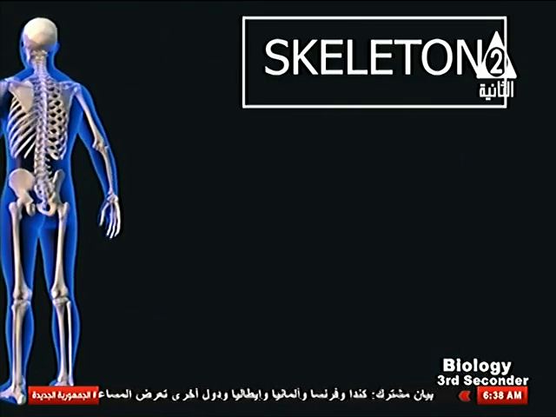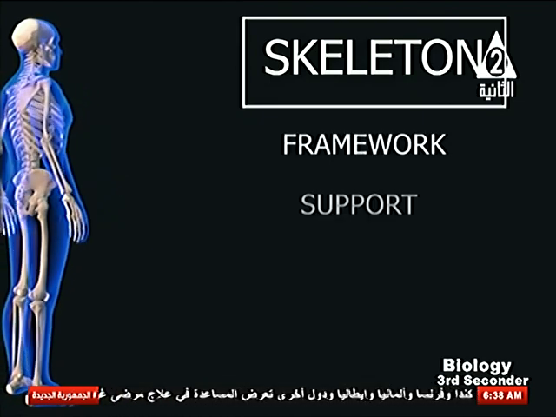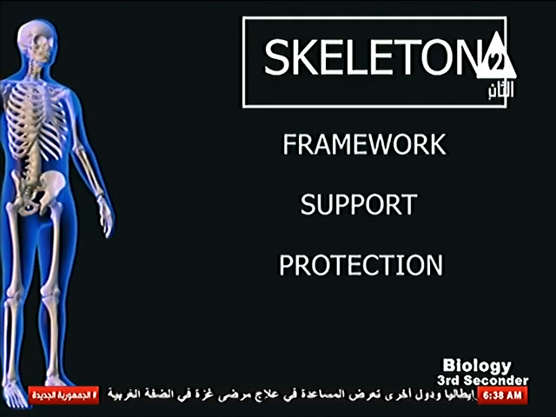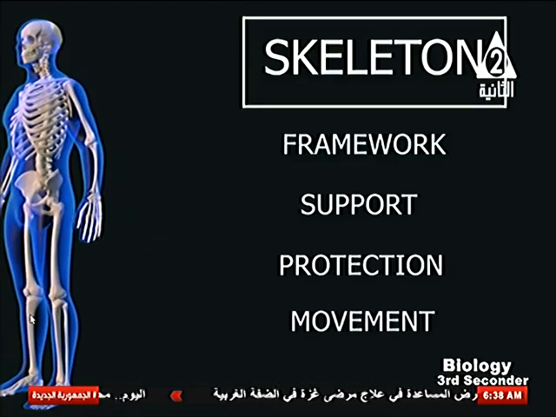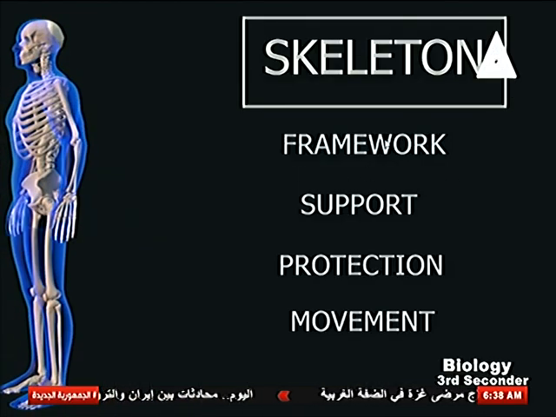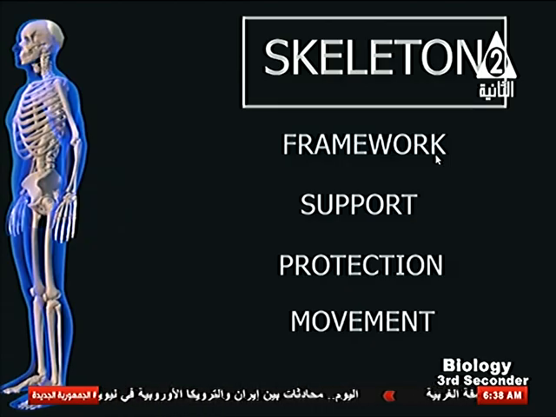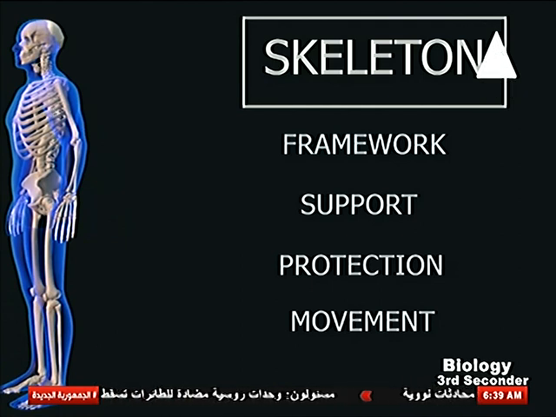The skeleton consists of two types: axial and appendicular skeleton. The skeleton is a framework. The framework provides the body with a fixed, characteristic shape, provides the human body with support, and protects the internal organs, as the skull protects the brain, the vertebral column protects the spinal cord, and the thoracic ribs protect the heart and lungs.